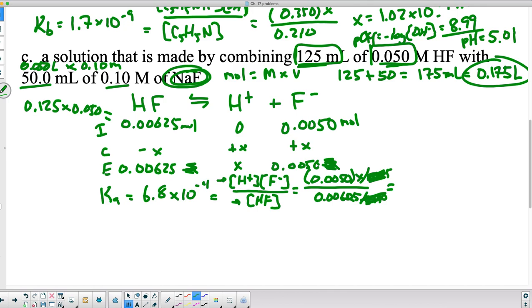So here's what I got for this now. I got x equaling. This is the x I'm looking for. There's the Ka value, and when I solve for x, what I get is 8.5 times 10 to the negative 4 for my hydrogen ion concentration, which means pH equals negative log of the hydrogen ion concentration. So that equals 3.07, like that.